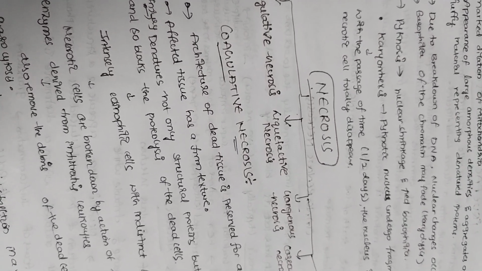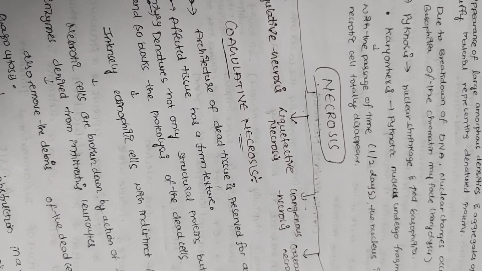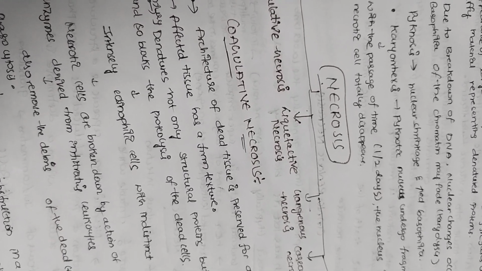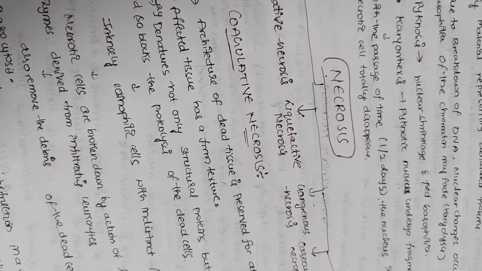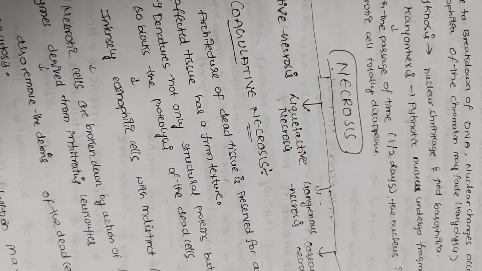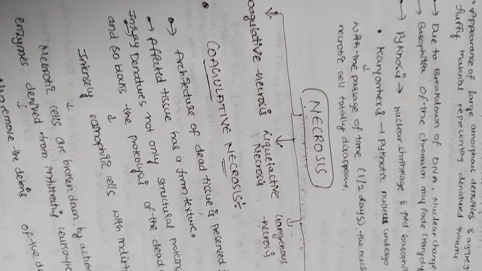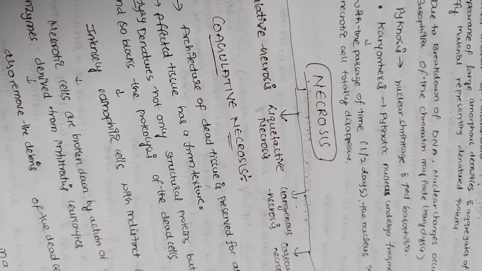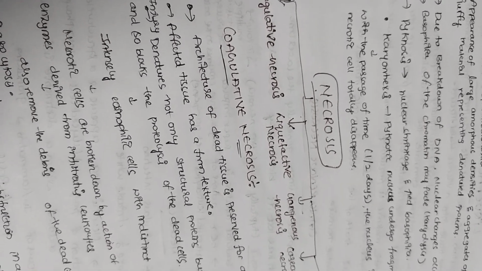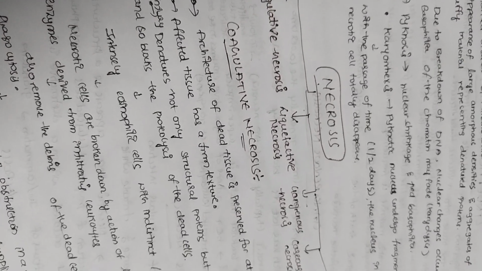Basophilia means deep blue color of the chromatin. This deep blue color will fade because of karyolysis, where the nucleus is getting lysed. Pycnosis means the nucleus is shrinking, with increased basophilia and chromatin condensation. And in karyorrhexis, the nucleus will undergo fragmentation. With the passage of time, 1 to 2 days, the nucleus in the necrotic cell totally disappears.